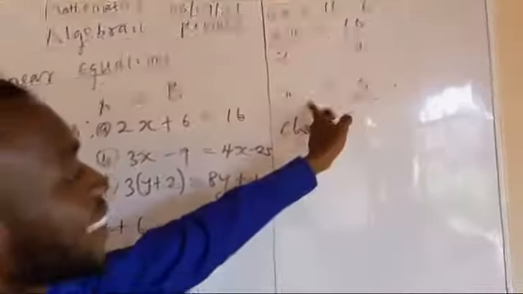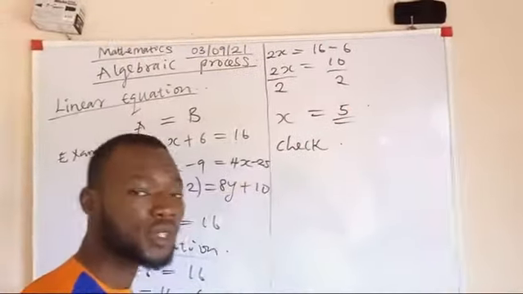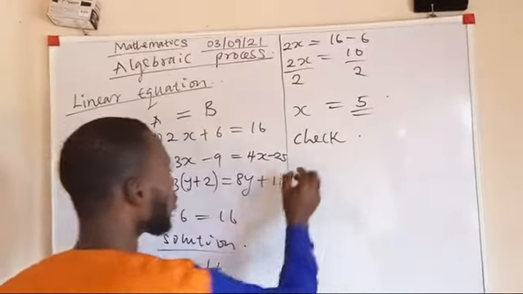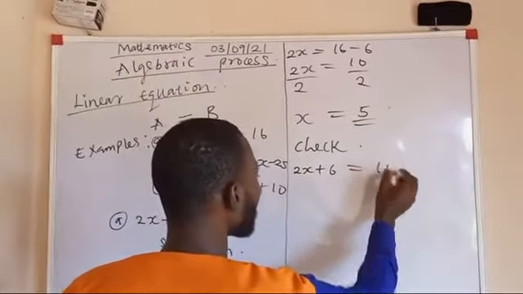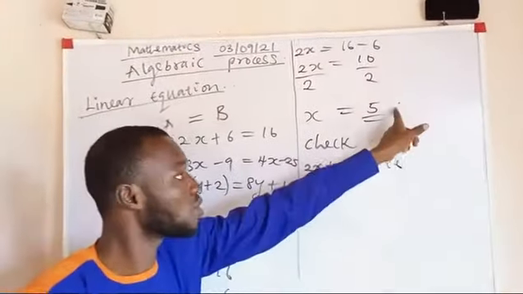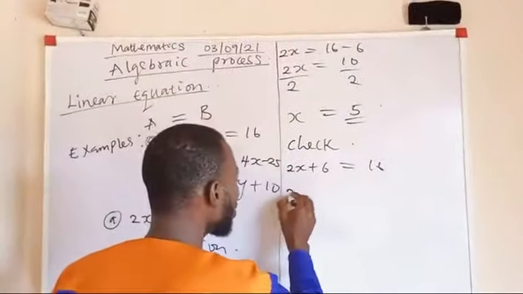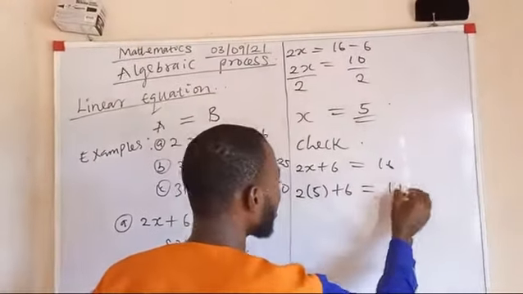So we've gotten x as 5. So anywhere we now see x, we have to substitute. So the equation is 2x plus 6 is equals to 16. So we are going to replace this x with 5. So we'll now be having 2(5) plus 6 is equals to 16.